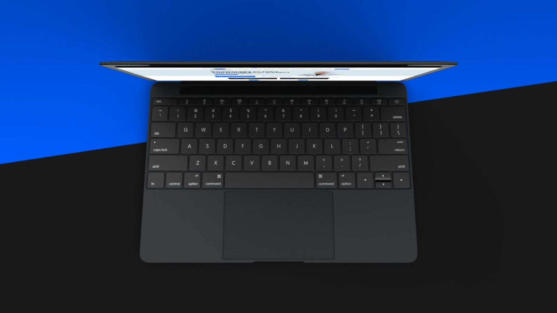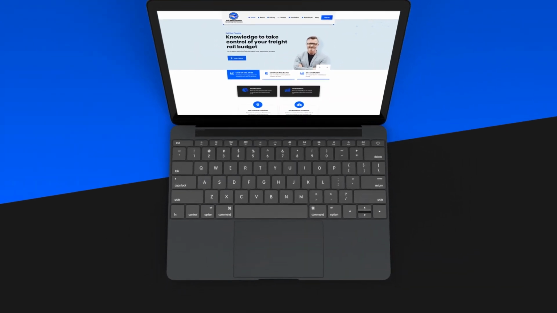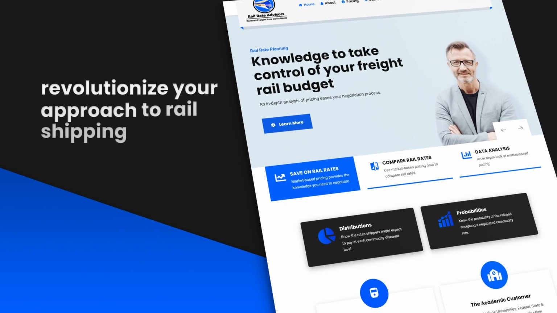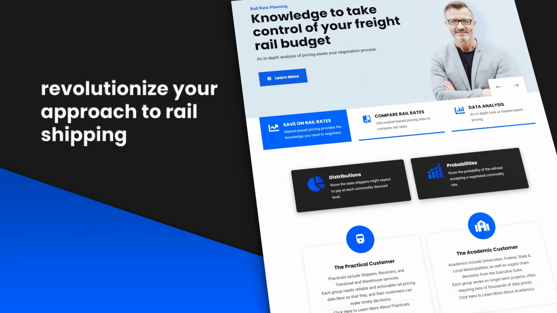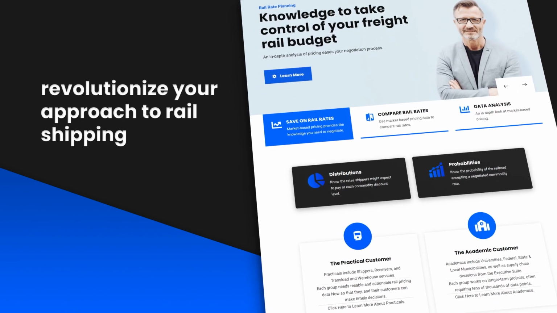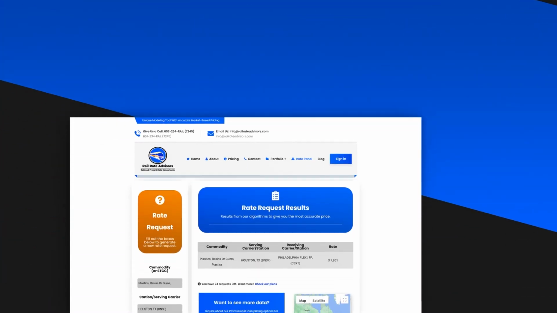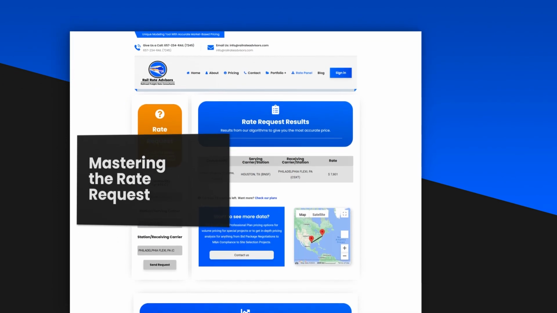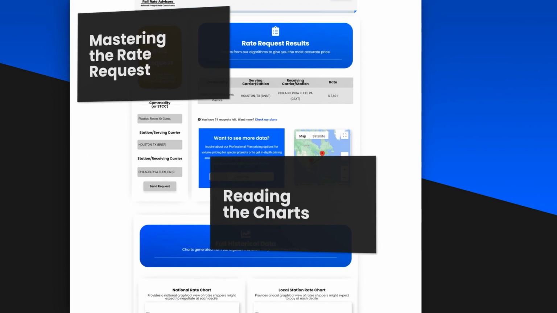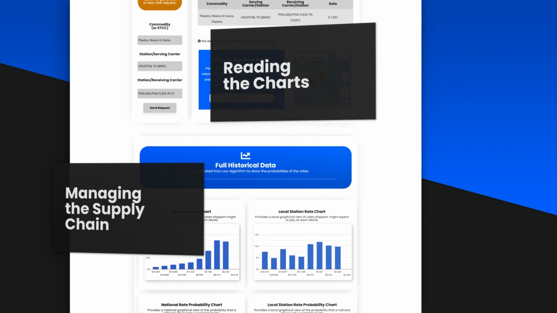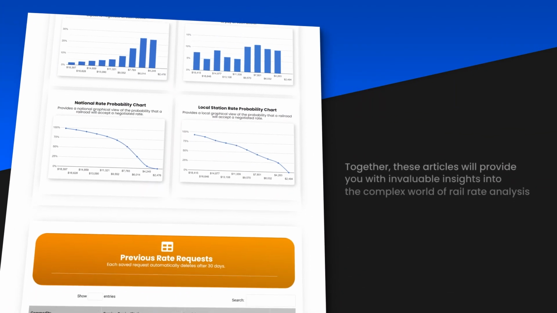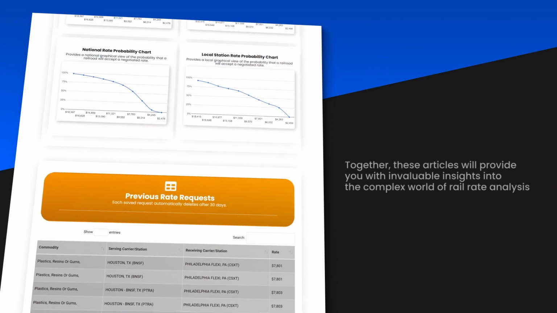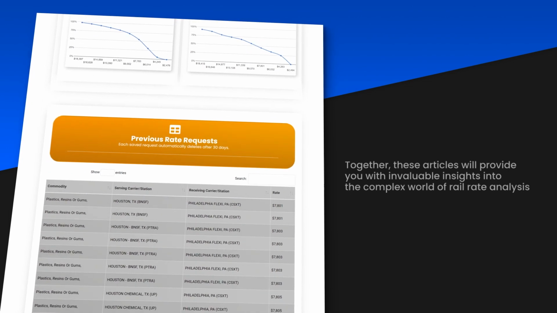Today we're going to take a peek at the inner workings of RRAadvisors.com and discover how this fantastic platform can revolutionize your approach to rail shipping. Our focus will be on 3 critical articles: mastering the rate request, reading the charts, and managing the supply chain. Together, these articles will provide you with invaluable insights into the complex world of rate analysis.